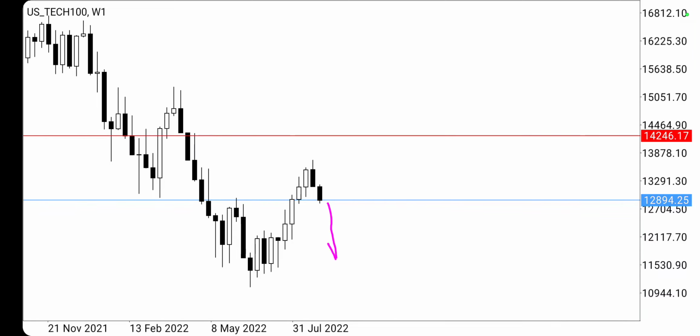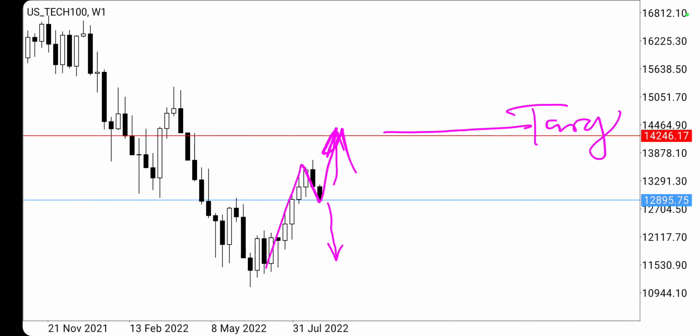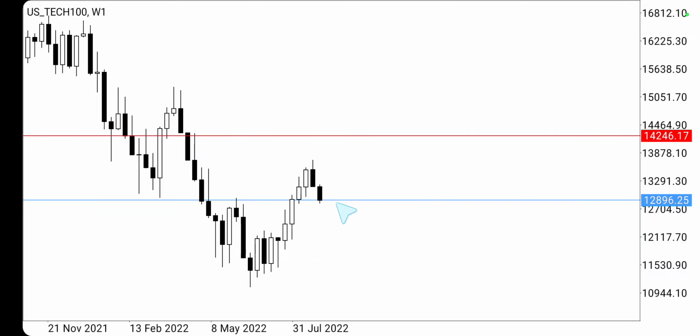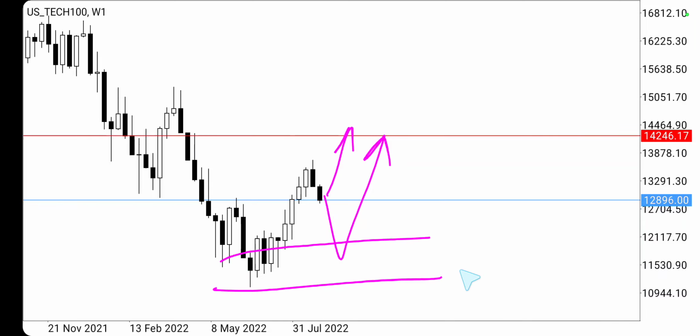You still have enough space to go there, but you can still turn and have this as a small pullback and go to the main target. Remember, the main target is to reach that monthly area of resistance, but we don't know whether it's going to go like this or like this first. We don't know, but I doubt you will want to break this monthly.